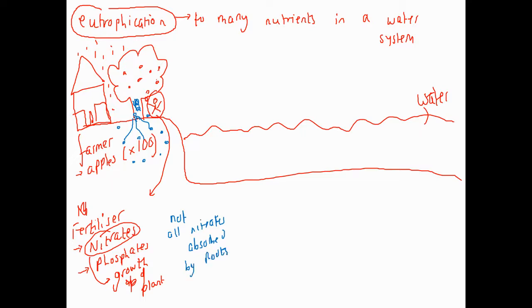Not all nitrates are absorbed by the roots, which is a bit of an issue. However, it's not a problem for the farmer, because he doesn't really care. All he knows is that this plant is growing, and that's all he cares about.